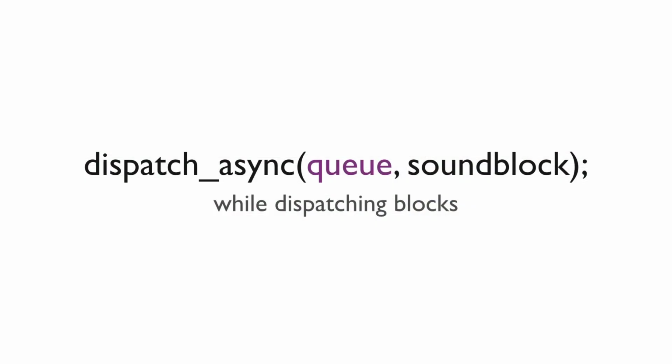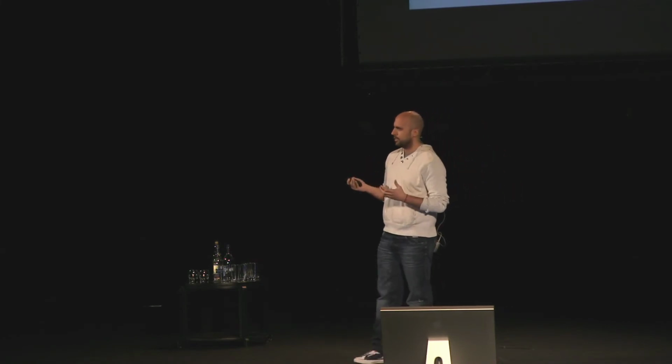So let's look at this code. This code dispatches a sound block in a queue. Can you tell from the slide what queue that is? Whether it's serial or concurrent? You cannot tell, right? So the question then is, what type of queue is it that I'm dispatching blocks to?